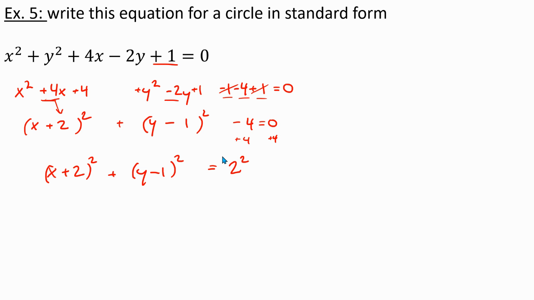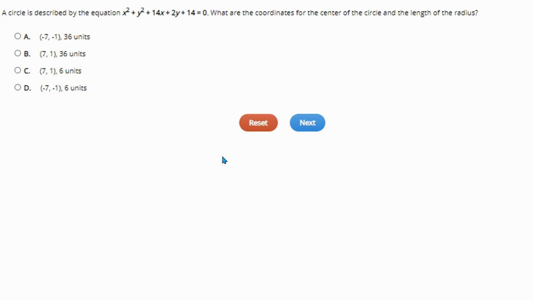Okay, next, I've got another example, but I want to look at some problems from Edmentum with you quick. We won't do all of them, but we'll look at a few. A circle is described by the equation x squared plus y squared plus 14x plus 2y plus 14 equals 0. What are the coordinates for the center of the circle and the length of the radius? So they're just asking you to find a and b, and they're asking you to find r.